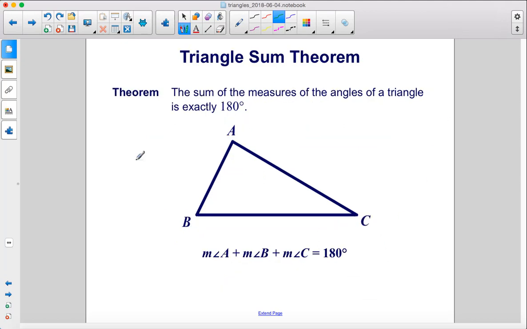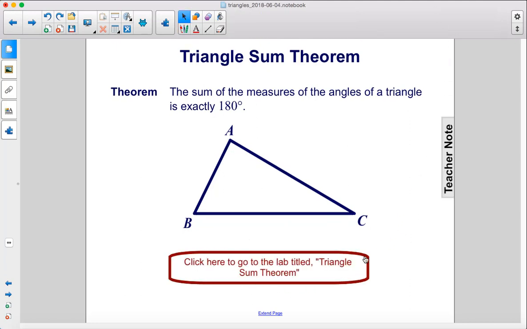The triangle sum theorem states that the sum of the measures of the angles of a triangle is exactly 180 degrees. So the measure of angle A plus the measure of angle B plus the measure of angle C equals 180 degrees. Click here to go to the lab titled Triangle Sum Theorem.